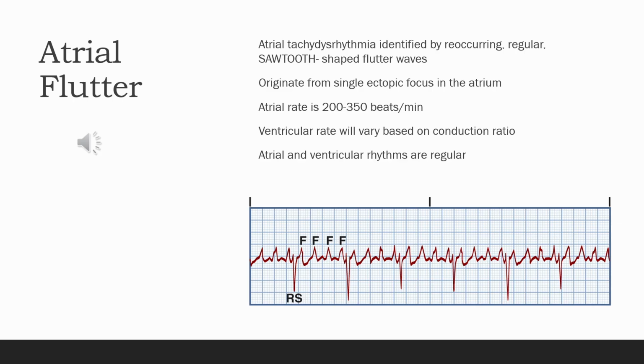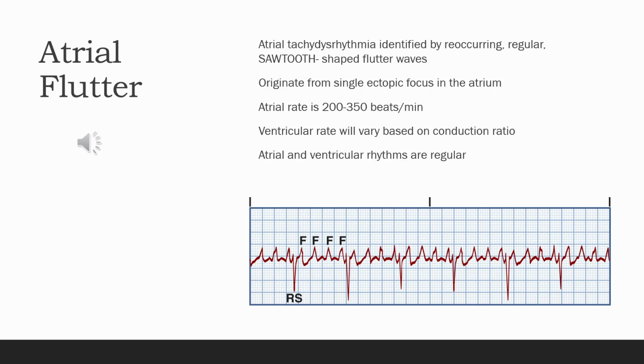We may have a 2-to-1 conduction where we've got 2 flutter waves to 1 QRS complex. We may have a 3-to-1 where there's 3 flutter waves per 1 QRS complex, or we may even have a 4-to-1 where there's 4 flutter waves, which is what we see here before each QRS complex. If the conduction is consistent, then like I said, typically these are going to be regular.